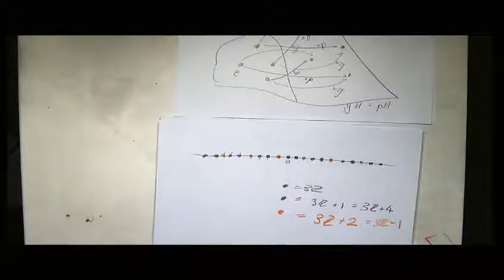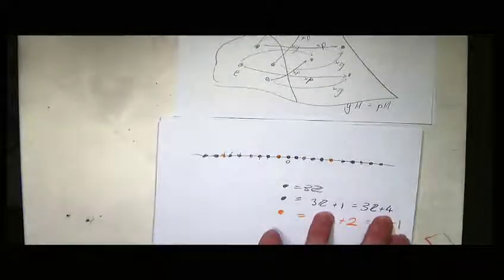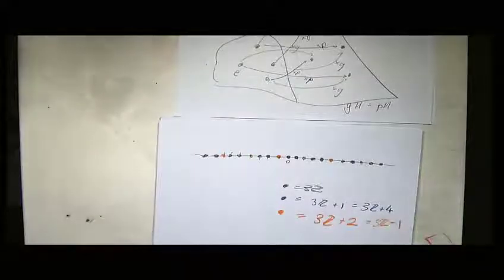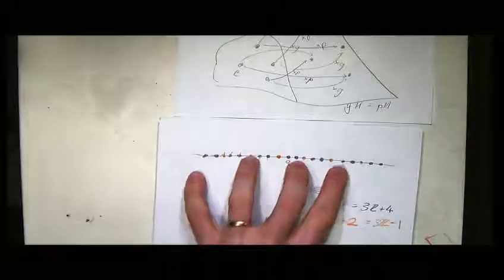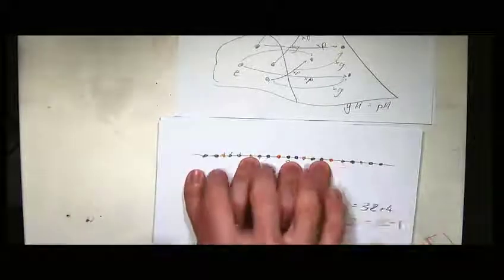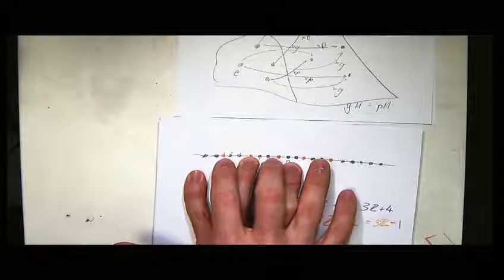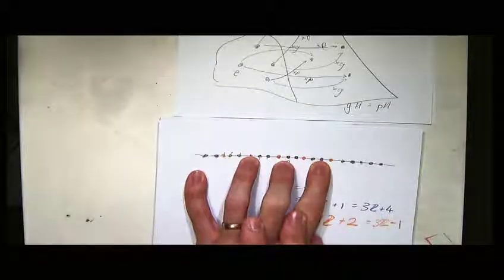So even though they look different, 3Z plus 1 and 3Z plus 4, as I write them, they look different, but they're really the same as 3Z plus 1. Okay? And now I can do this magic trick, which says that this purple set plus this orange set gives me the black set.